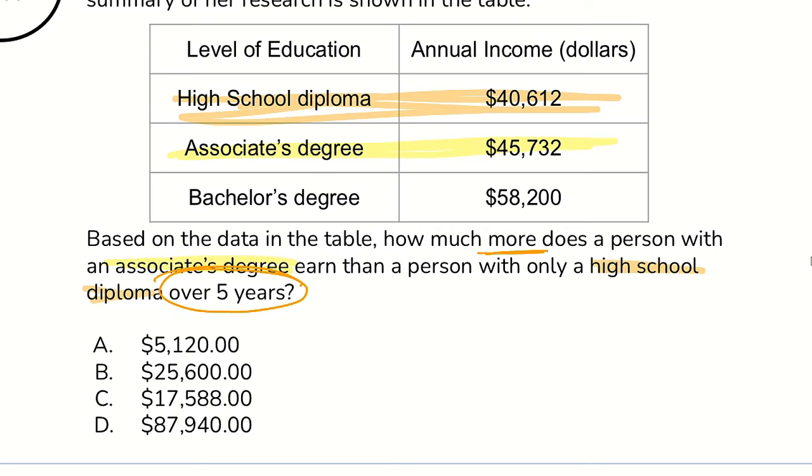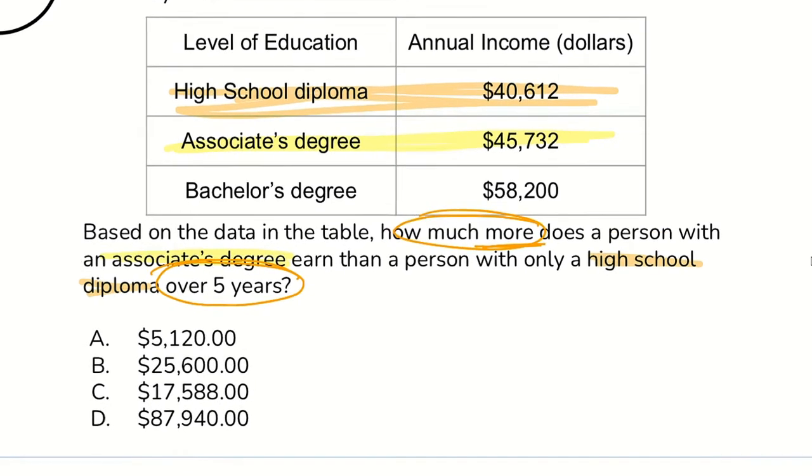We could go ahead and multiply the high school diploma earnings by 5, and then the associate's by 5, and then subtract to find the difference, because again, "how much more" tells me I'm subtracting. Or we can go ahead and subtract and then multiply our answer by 5. Either way would work, but I'm going to do it that way.